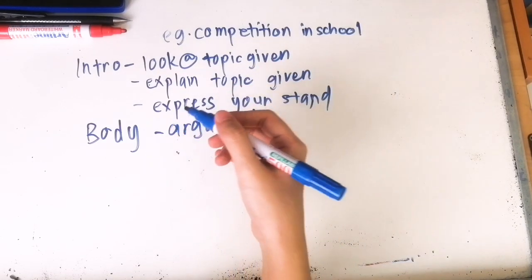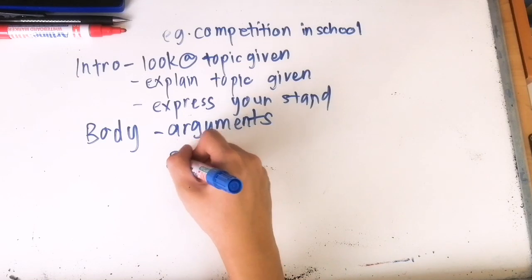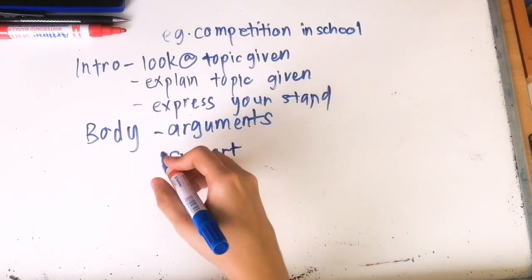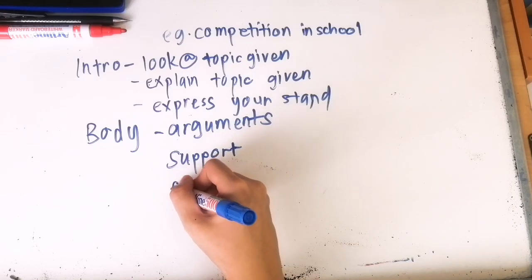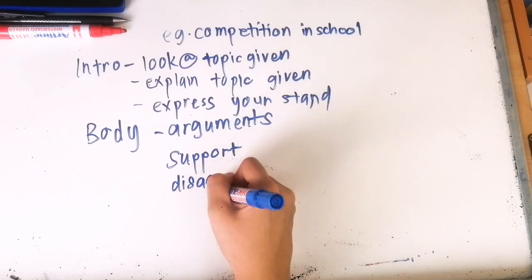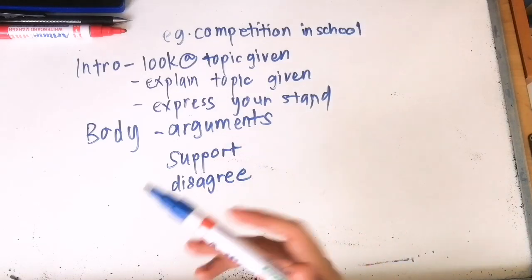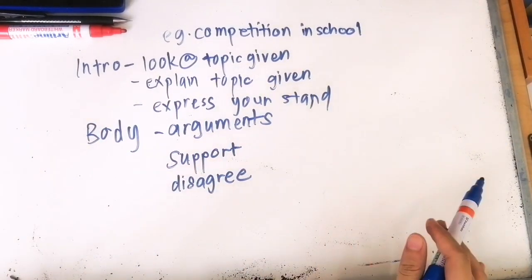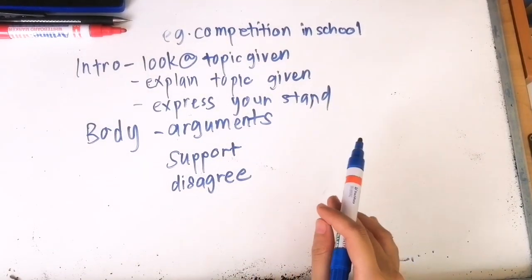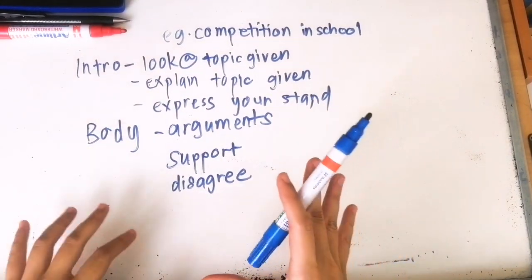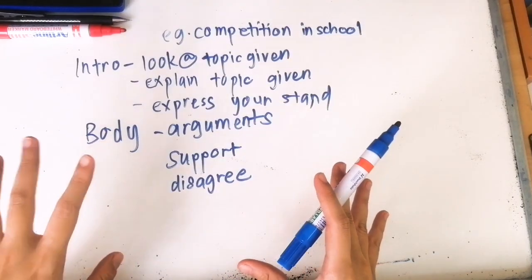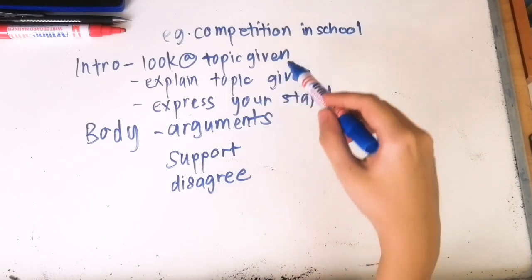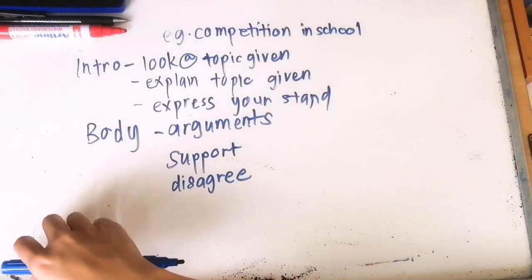And usually what we do is, you have to write 2 points to support and 2 points to not support or disagree. So whether you agree or disagree, you have to look at both sides of the picture. You can't be biased and just write about supporting. So even if you support the topic, you will have to write 2 reasons why you support it and 2 reasons why you don't support it.